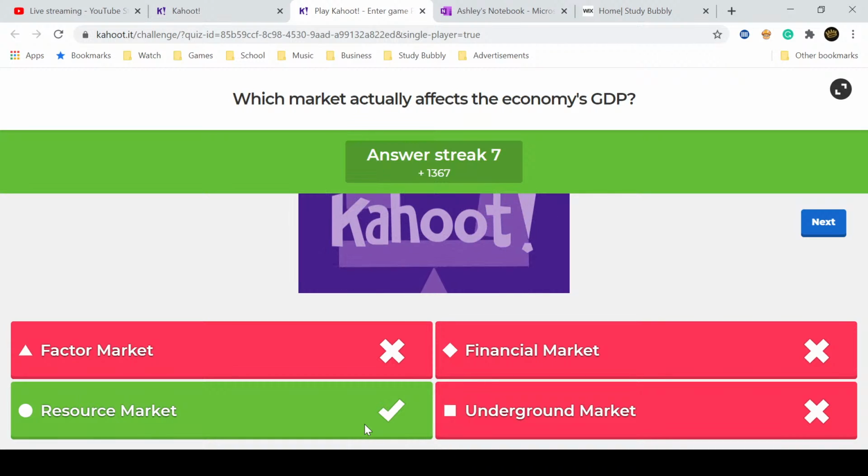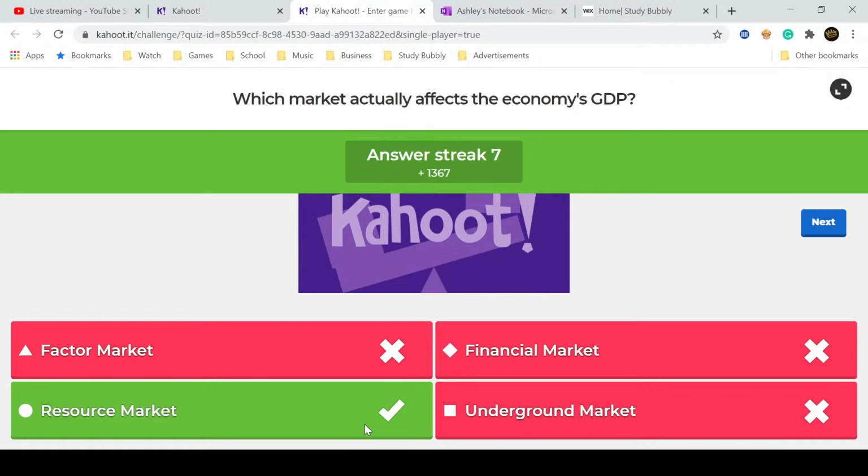Factor market kind of has everything in between, like the flour that's used to make your bread, but if the product of bread is the final good that's sold, that's the only thing that gets counted in the resource market and the GDP. If flour by itself is sold as the final good, then yeah, it's included in the GDP, but as something that's used to make the final good, it doesn't get counted.